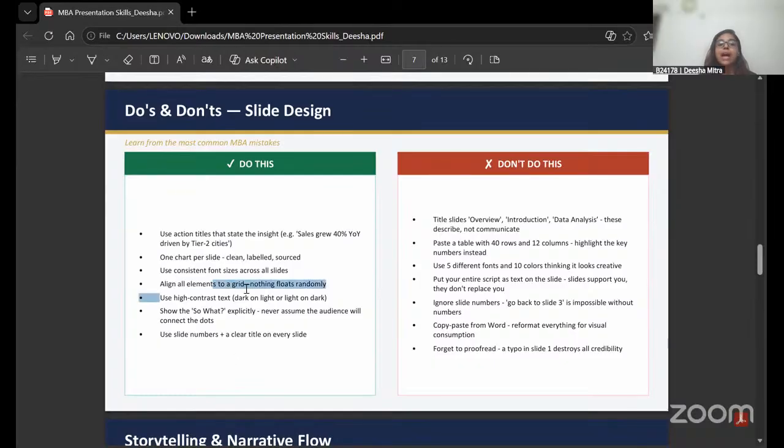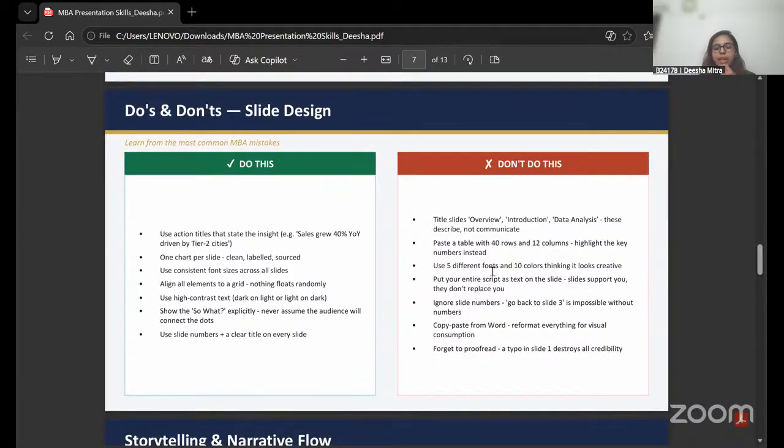Then again, use high contrast text, right? For example, the theme, like you can see, this is a dark theme, so I'm using white text on that, because white looks visually better and also contrasts better. So these are very minute things, but very hygiene checks that you should always follow from day one, so that you become accustomed to the process and it does not seem like a task to you, right?